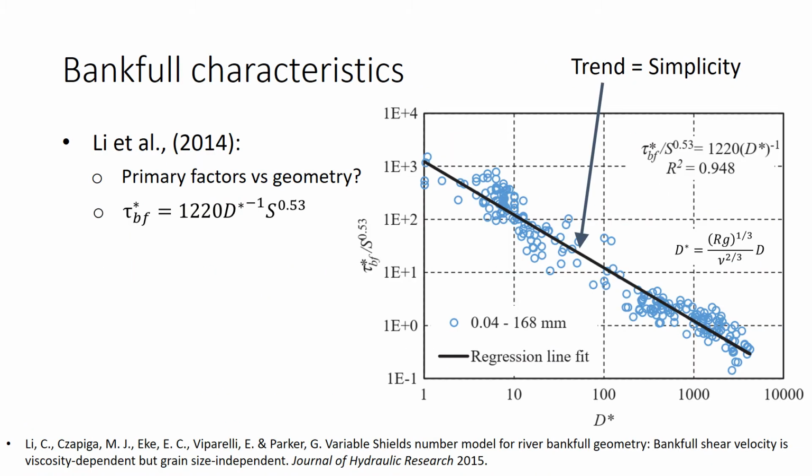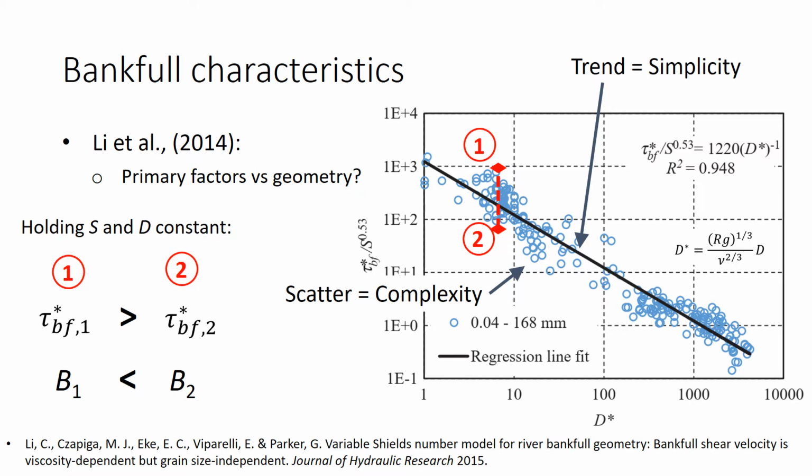Li et al. investigated what parameters the Shields number depends on primarily, and it was found that the Shields number can be expressed by a high correlation relationship as a function of the dimensionless grain size and slope. This is shown in the figure. The grain line well approximates the trend of the reported values.